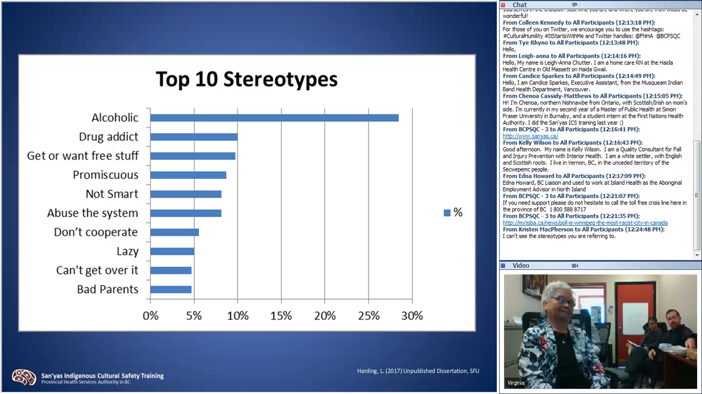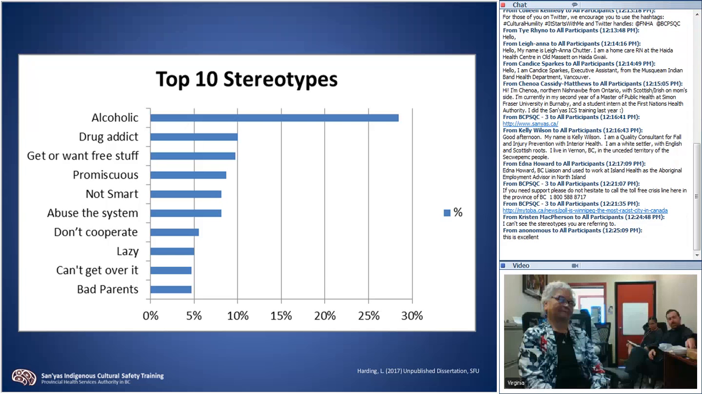You can see the other stereotypes here, and I'll list them. That Indigenous people all get or want free stuff, that they are promiscuous, not smart, or are illiterate, they abuse the system, don't cooperate with healthcare providers, or are non-compliant, are lazy, can't get over the past, and are bad or neglectful parents, end quote.